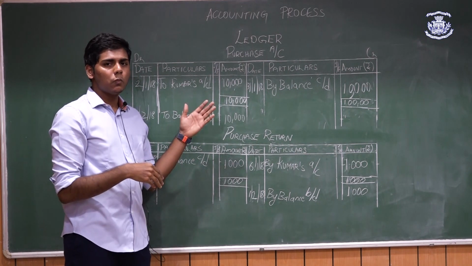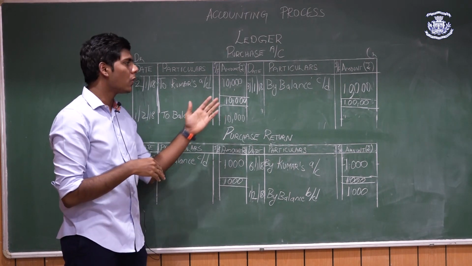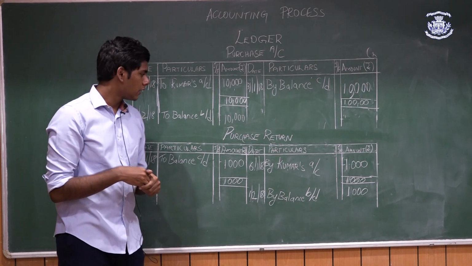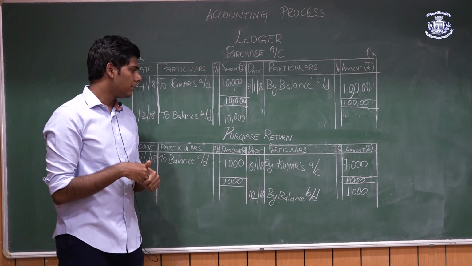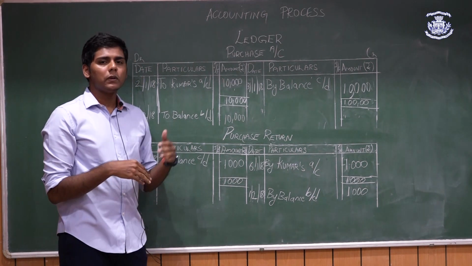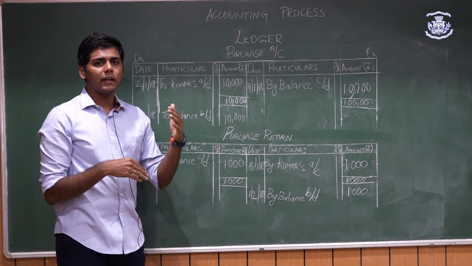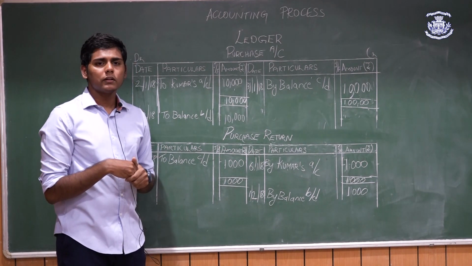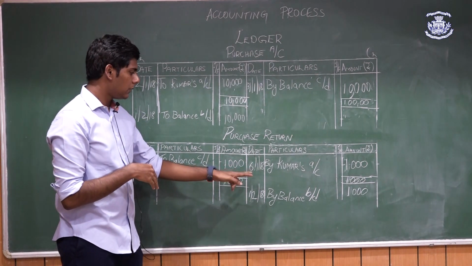We will record it on the debit side on the respective date to Kumar's account and 10,000. And since there's only one purchase transaction, we can go ahead and balance the account like we did in the previous ledgers. So the next account is the purchase return. When we make a purchase return, the value of our expense is going down. So we will need to show it on the credit side.